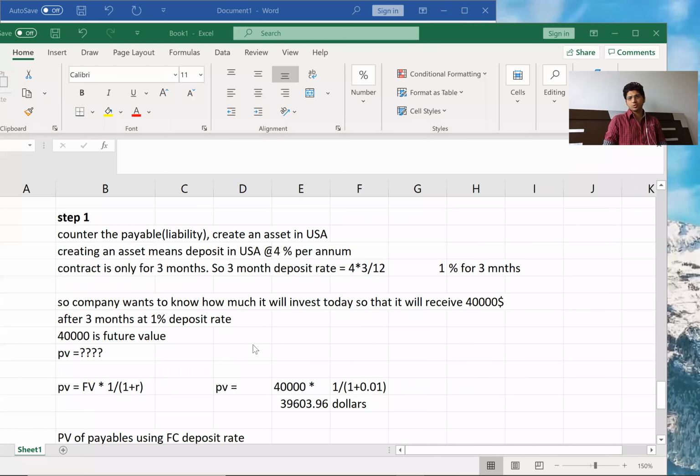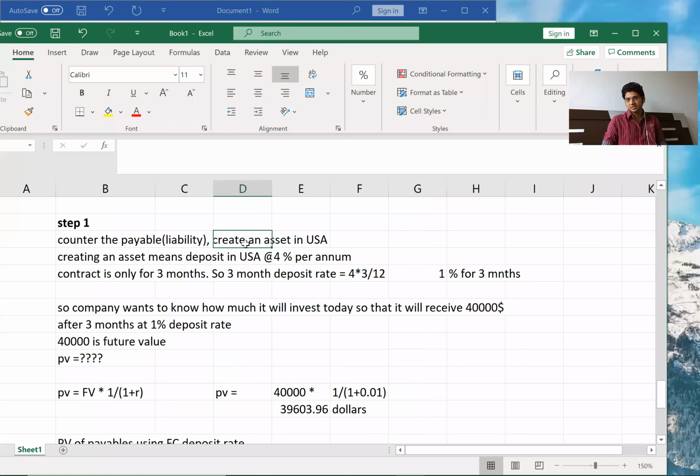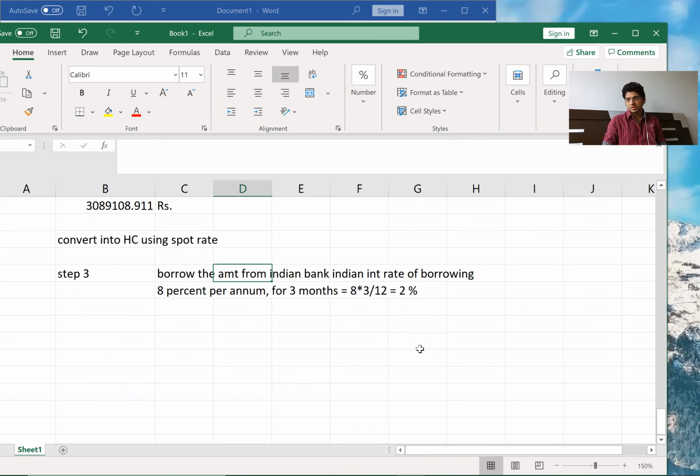See, the logic was you are creating an asset in the USA, right? To create that asset, you will need money. So where will that money come from? It is easier to borrow in home currency rather than borrowing in the USA. So that's why in step 3 we are borrowing in home currency. If you are borrowing in home currency, we'll use the India interest rate at 2%.